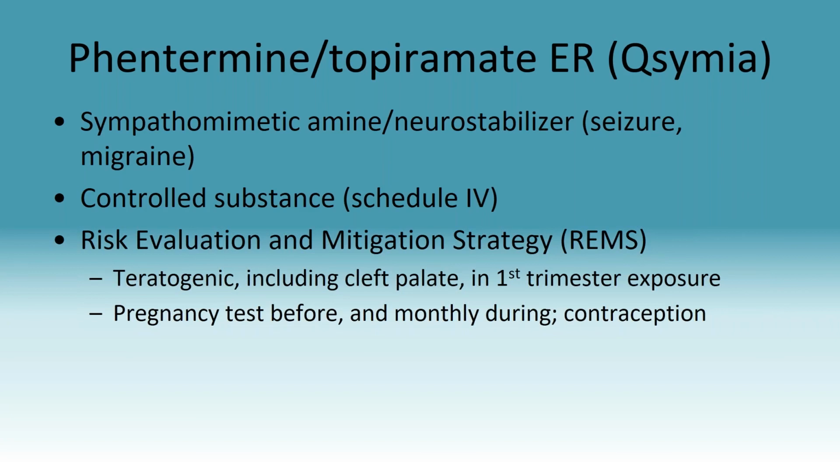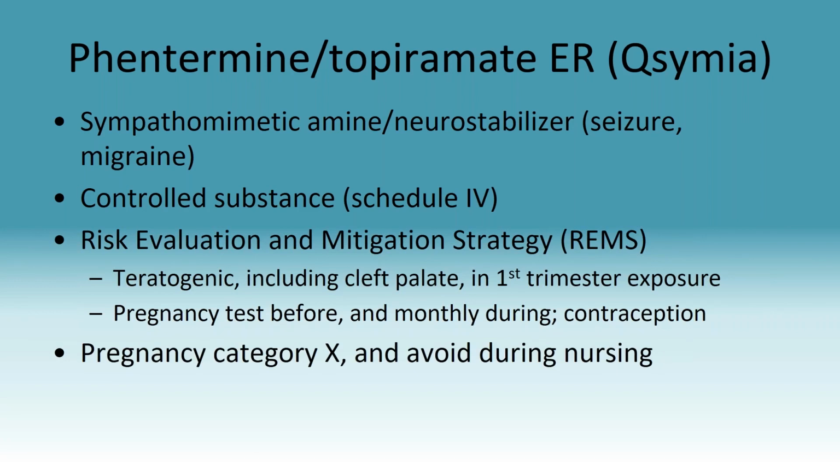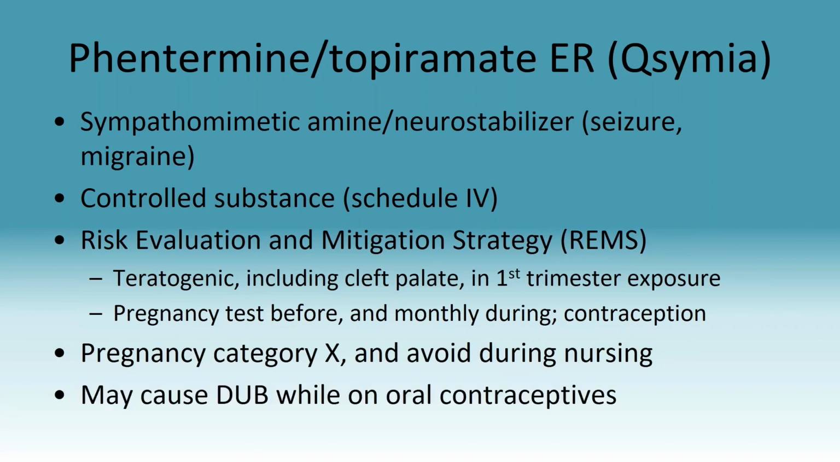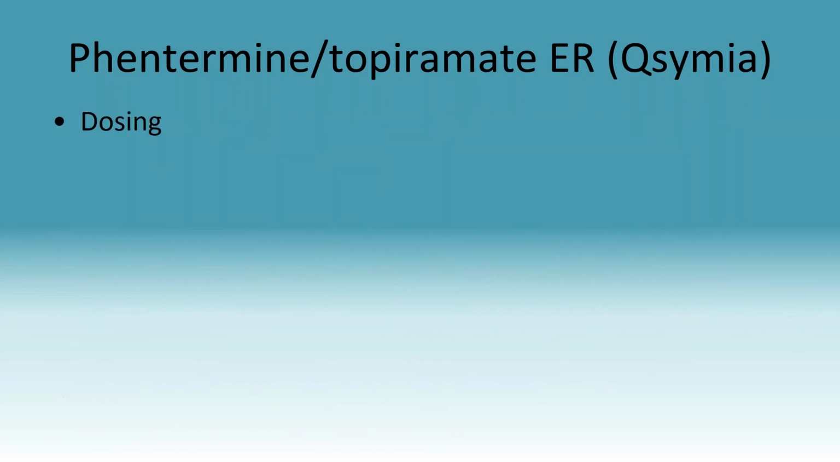And additionally, the provider can and should enroll, which involves an online training program which will apprise the prescriber of all the risks of using this medication in females who may become pregnant. Additionally, it is pregnancy category X and should not be used during nursing. It may cause dysfunctional uterine bleeding while on oral contraceptives, and it may enhance the effects of alcohol.